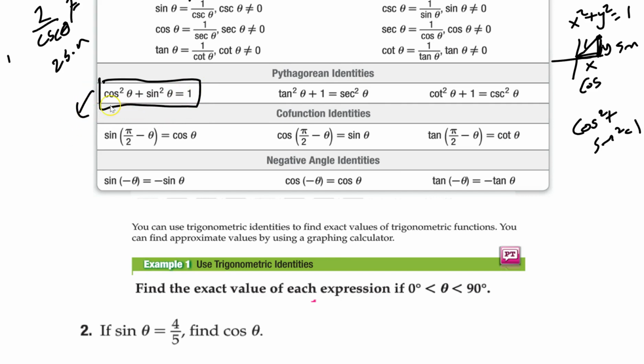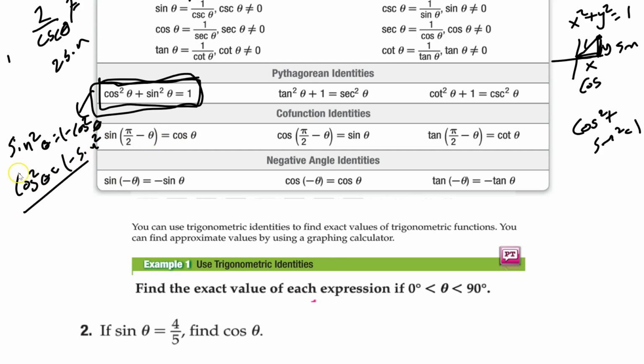And on top of that, you could play with this. Let's say I want to know what sine is by itself. Subtract cosine squared from both sides. I get sine squared theta equals 1 minus cosine squared. Likewise, let's say you want to get cosine by itself. Subtract sine squared from both sides. Cosine squared equals 1 minus sine squared.